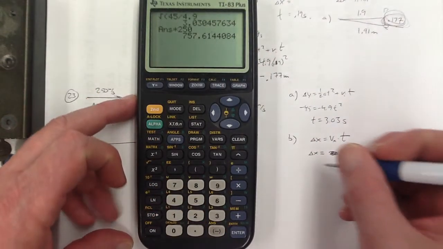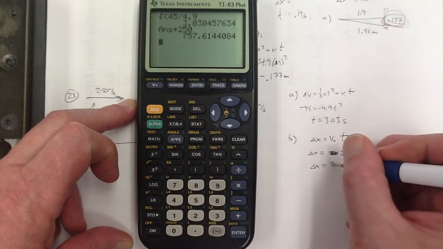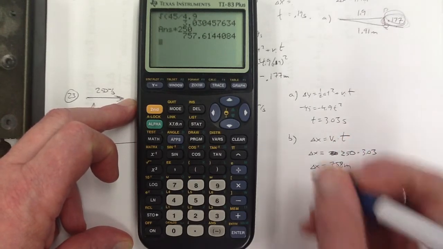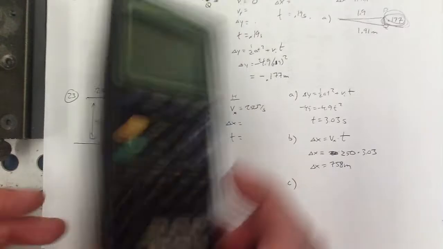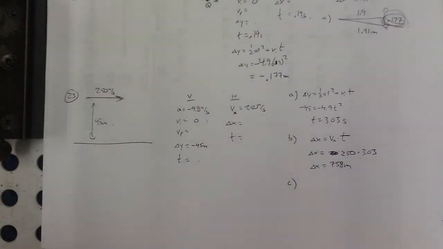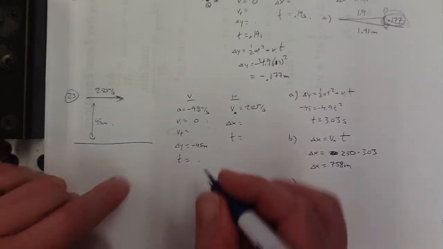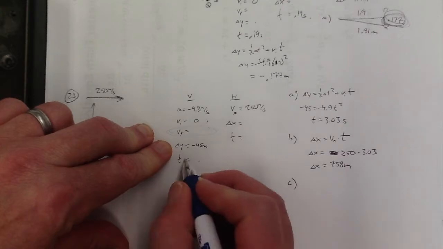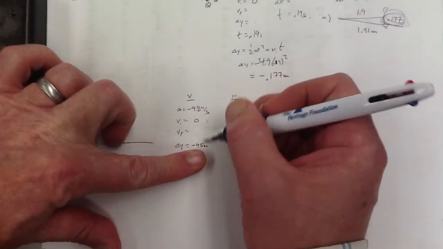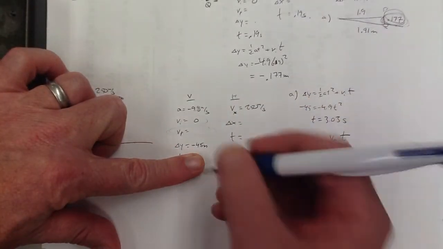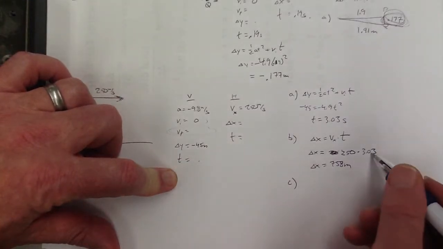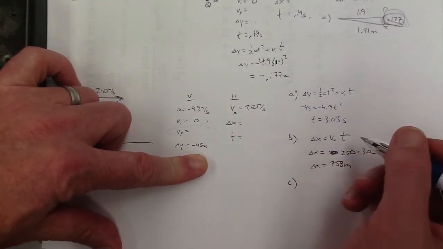I'll call it 758. And last part: what is the magnitude of the vertical component of its velocity? So that would be this, right? And now I know what this is here. So I could use that, but I do actually have everything that I need, and I have an equation that will relate those, so I don't necessarily need to bring that time over.